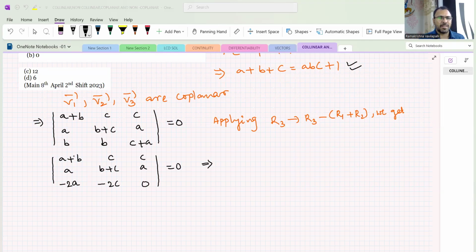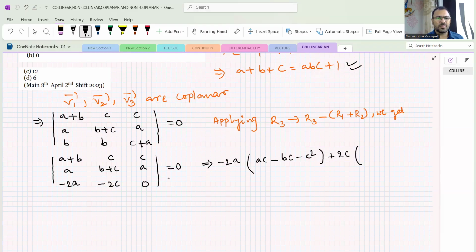Now expand it. Minus 2a into, about the third row, you will get AC minus BC minus C square. Minus of minus, plus 2C into A plus B into B plus C minus AC equal to 0. You just have patience and simplify that. You will get ABC equal to 0.